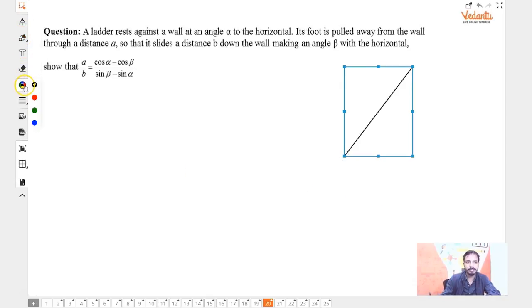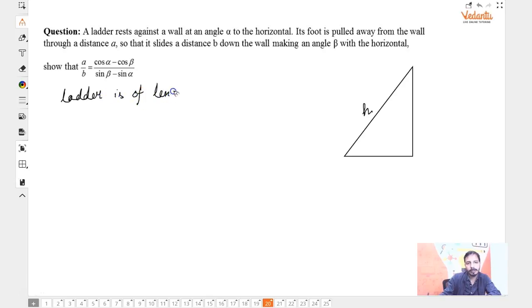So what is the first condition? This is the first condition. Suppose this is the ladder, and say the ladder is of length h. This is the length of the ladder. Whatever happens, the length of the ladder will always remain constant. Now they are saying that this is at angle alpha to the horizon.